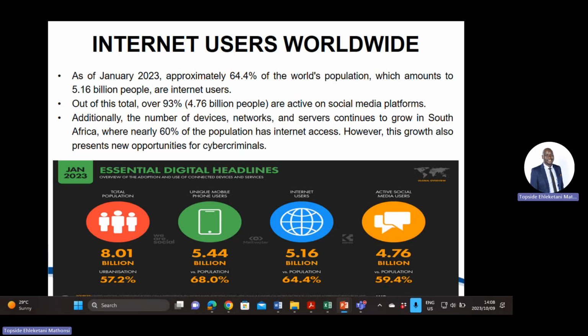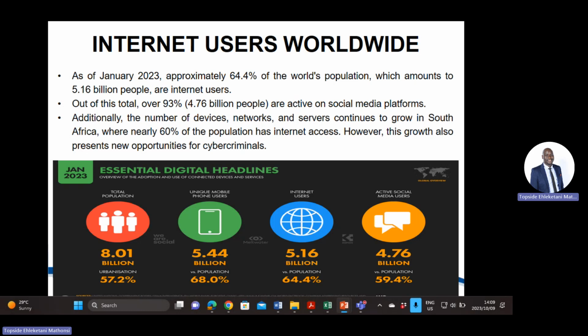In addition, the number of devices, networks and servers continues to grow in South Africa, where nearly 60% of the population has internet access. However, this growth also presents new opportunities for cyber criminals, because there is a high number of people online, and some of them are not aware of these criminals or the techniques they use to steal our information and sell it on the black market.